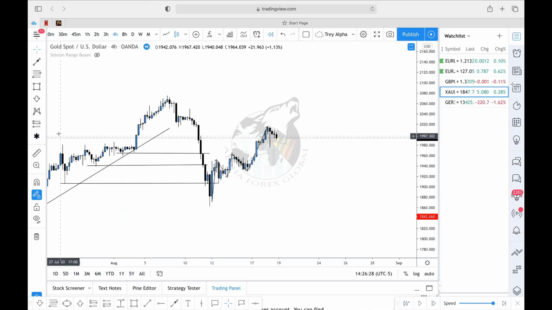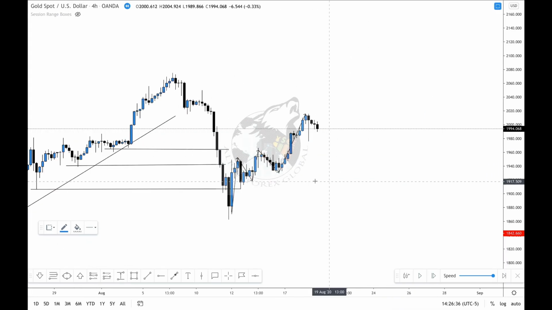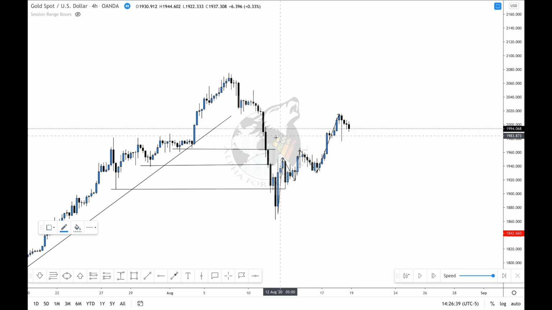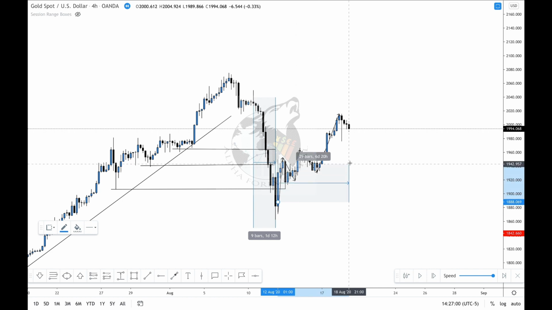There's a tool that you can use, it's a date range, right? So you can use a date range tool to identify the momentum of the market. So from this price point here to this last candle, that took 1 day and 12 hours. Now from here back to this point where price is right now, let's start from this candle, 26 bars, right? And it's basically at 6 days right now.